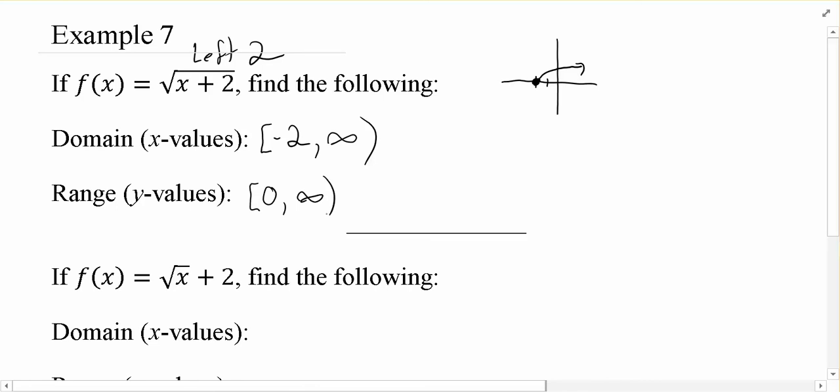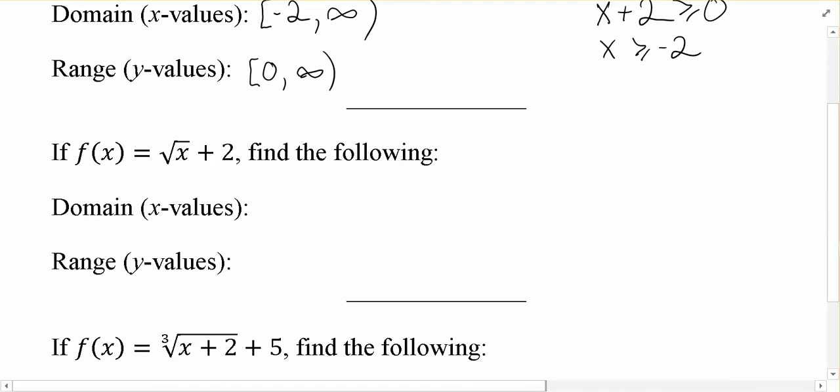Now the domain we could have actually solved algebraically as well, because we know that what we're taking the square root of, the x plus 2, needs to be greater than or equal to 0. So if we solve that for x, we find x needs to be greater than or equal to -2.